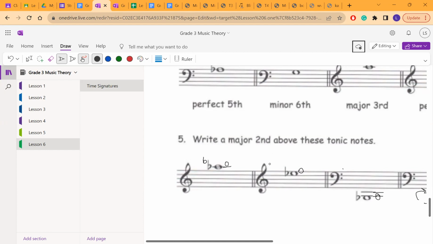Where'd you get this from, by the way? Where'd you get this from? When mom made it. Okay. That's cool. Didn't take it. Okay.